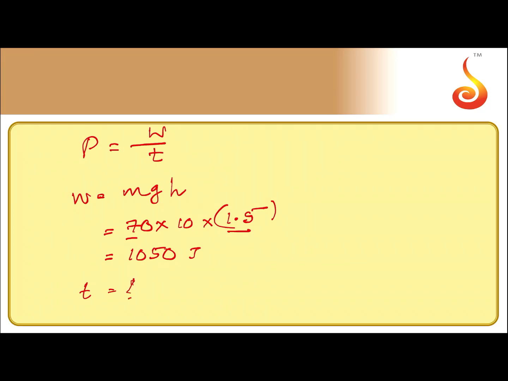This can be calculated using your simple equation of motion, s is equal to ut plus half gt square. That gives us t is equal to root of 2s divided by g. The value of s is nothing but 1 meter, so divided by 10, and that gives you t is equal to root of 0.1, which further reduces to 0.316 seconds.